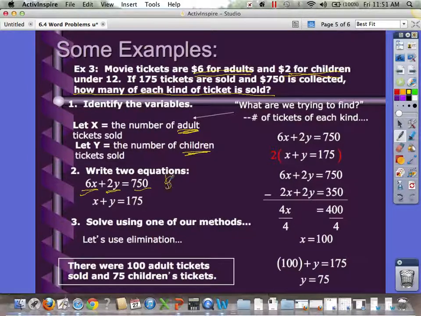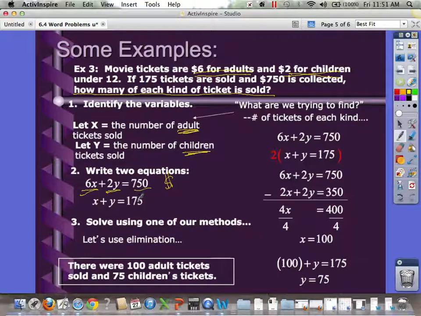That's all money. And then it says how many of each ticket was sold. Well, we have adult tickets, we have children tickets, and they said a total of 175 tickets were sold. That's where you get adult tickets, children tickets, total bought.